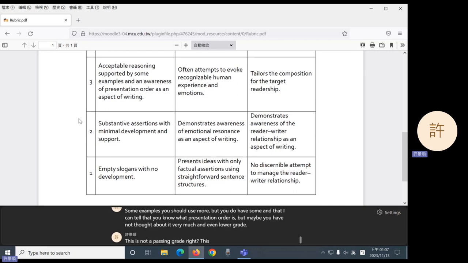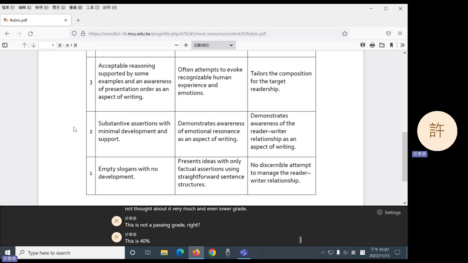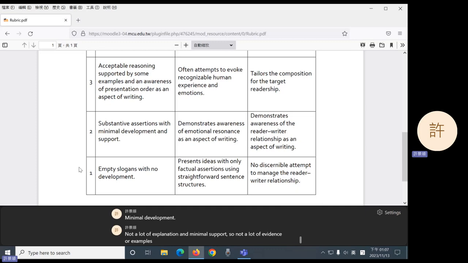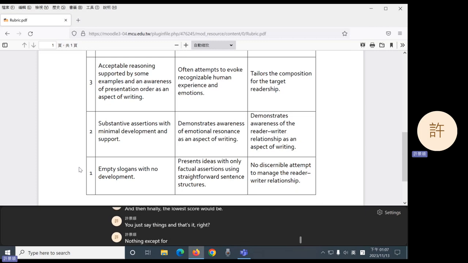An even lower grade, this is not a passing grade, right? This is 40%. You make claims, you state ideas, but you don't explain them very well. Minimal development, not a lot of explanation. And minimal support, so not a lot of evidence or examples. And then finally, the lowest score would be you just say things and that's it, right? Nothing except for just saying common and unsubstantiated ideas.